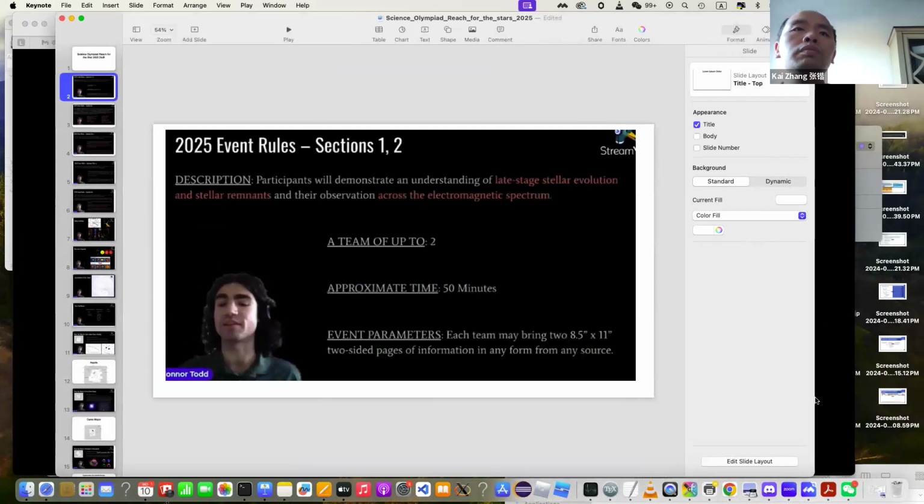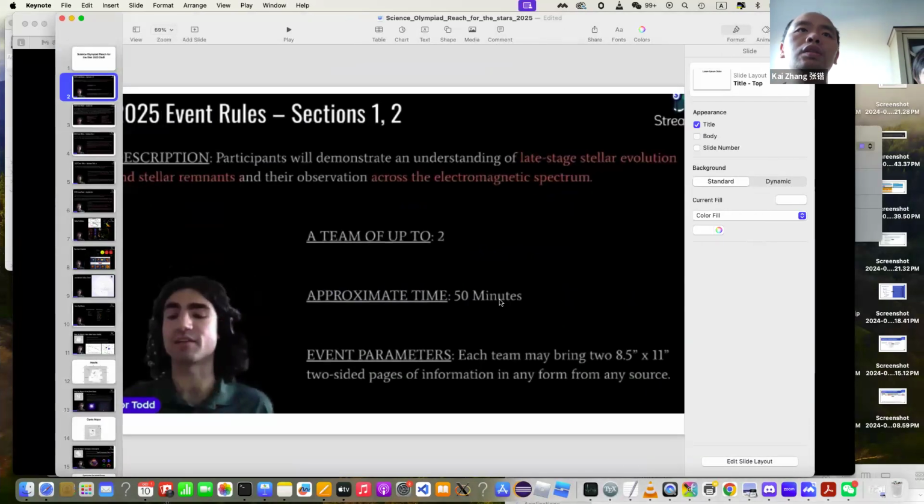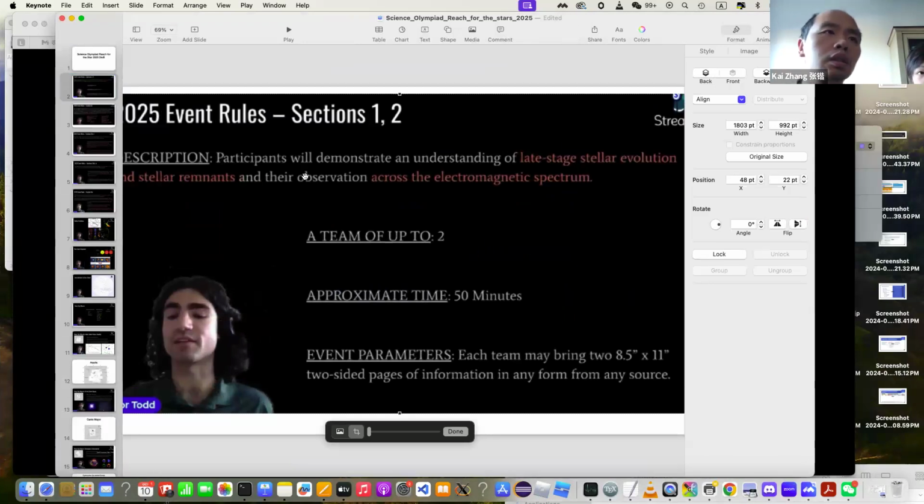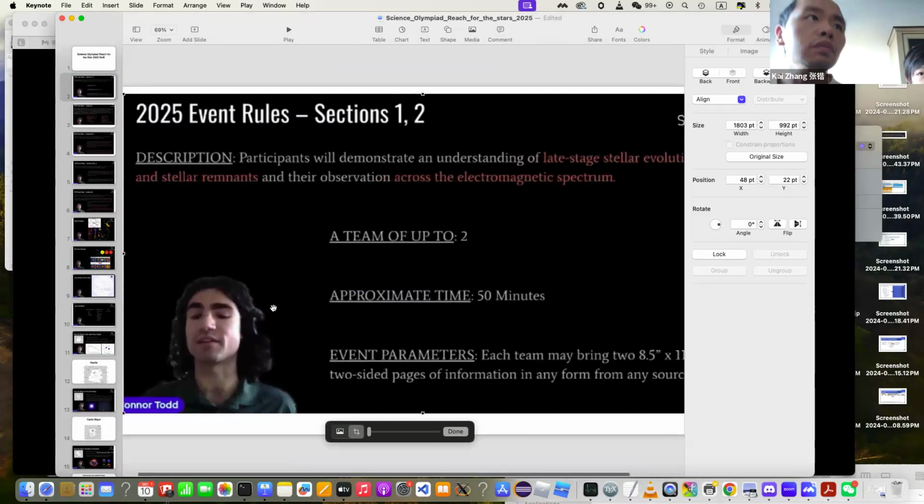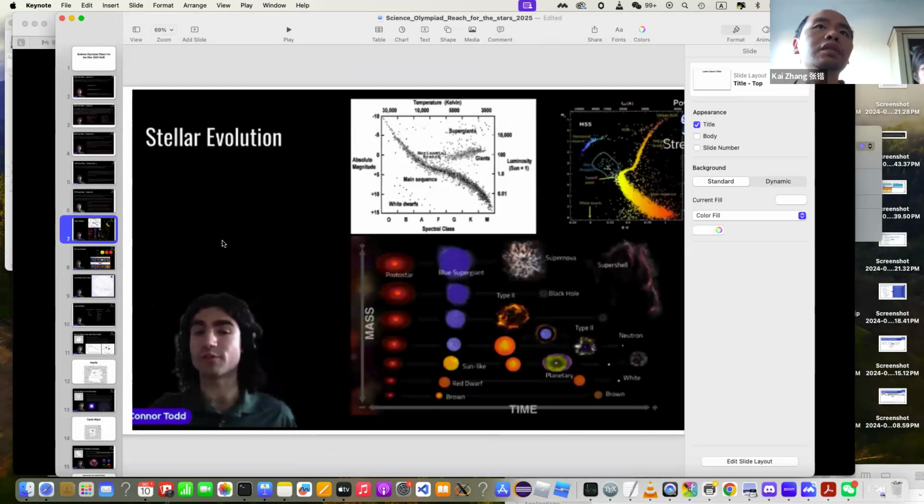I'll try to briefly go over the content for this year. Last time, I think we finished roughly here about stellar evolution. And as I emphasized last time, the HR diagram is very important. So we can go a little bit further into this diagram today.